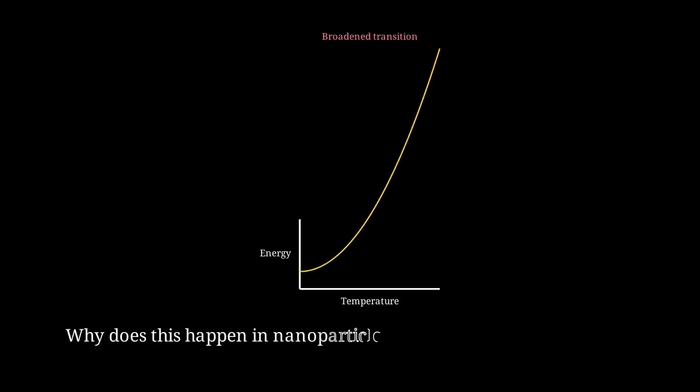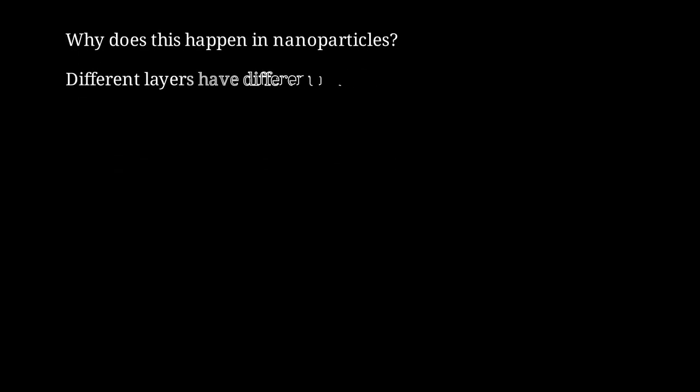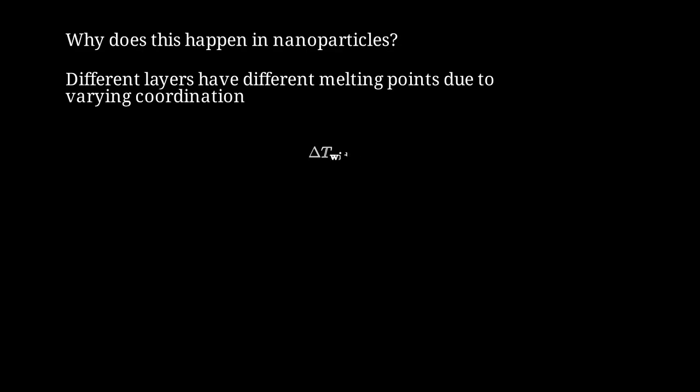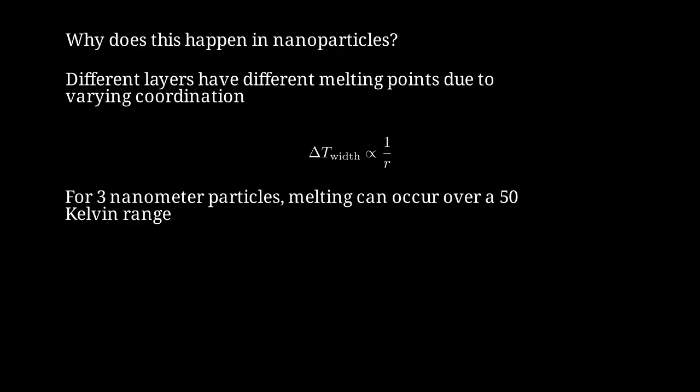Why does this broadening occur in nanoparticles? Different atomic layers have different melting points. Surface melts first, then inner layers progressively melt. The width of the transition scales inversely with radius. Smaller particles have broader transitions. In very small 3 nanometer particles, melting can be spread over 50 Kelvin instead of being sharp.